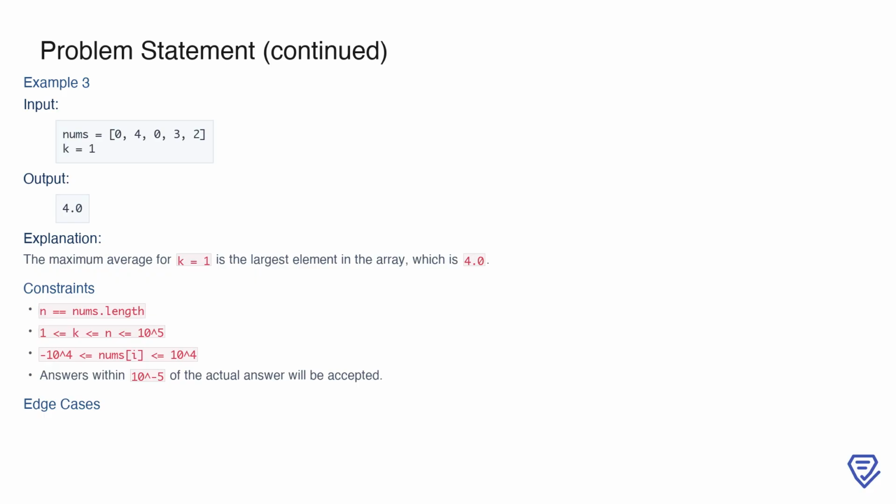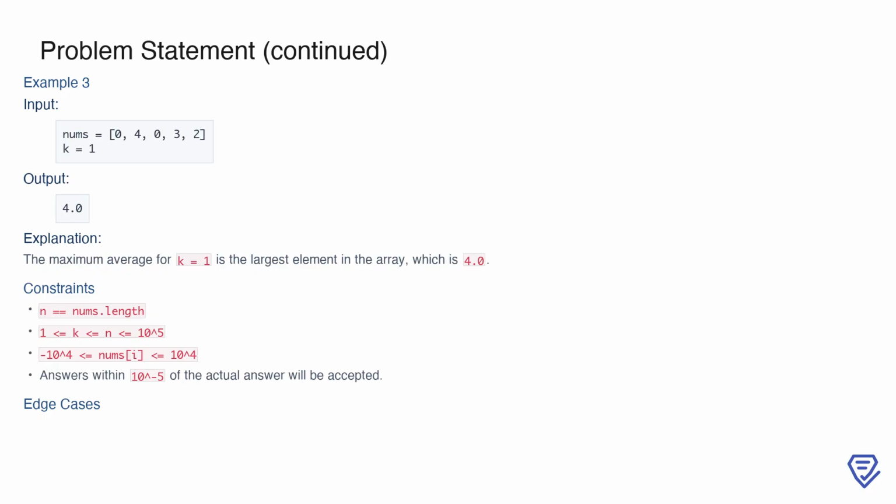Moving on to the constraints, the array length n can be as large as 100,000, and k can range from 1 to n. Each element in the array can range from -10,000 to +10,000. Given these constraints, the solution must handle both large inputs and a wide range of values efficiently. Additionally, the problem specifies that answers within a precision of 10⁻⁵ are acceptable.